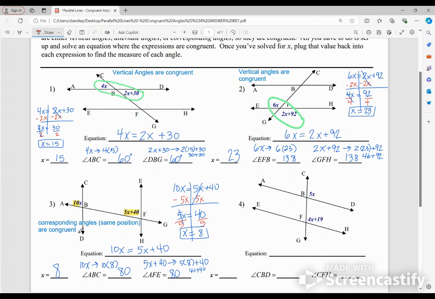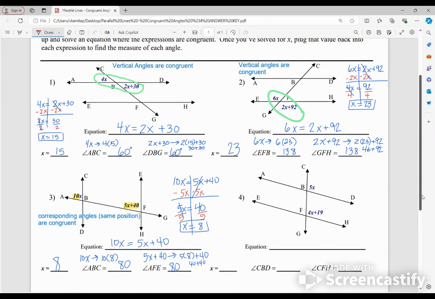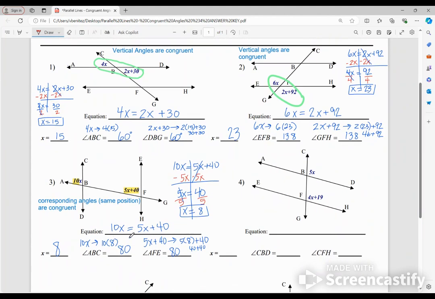So I can set up my equation as 10x is equal to 5x plus 40. Again, if I follow all the algebraic steps for solving for x, we end up with x is equal to 8. And to find the angle measure of both angles that have been identified, again, we take the value of x and we substitute it in to each expression for x.